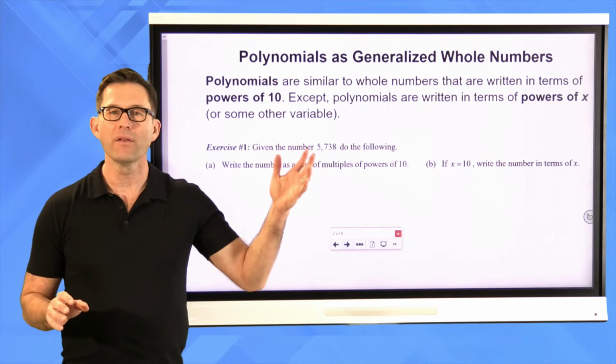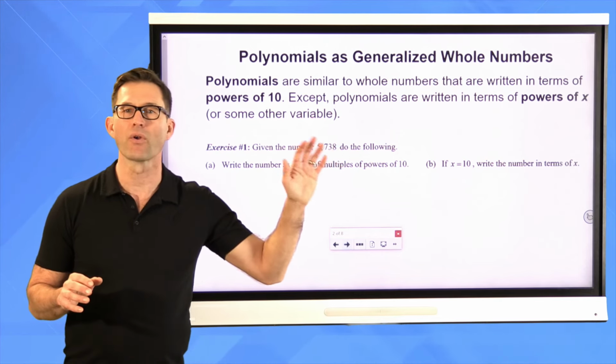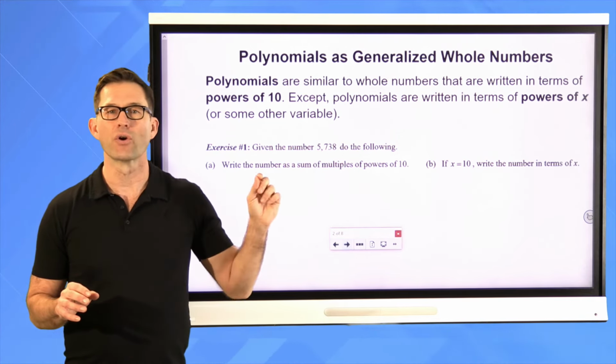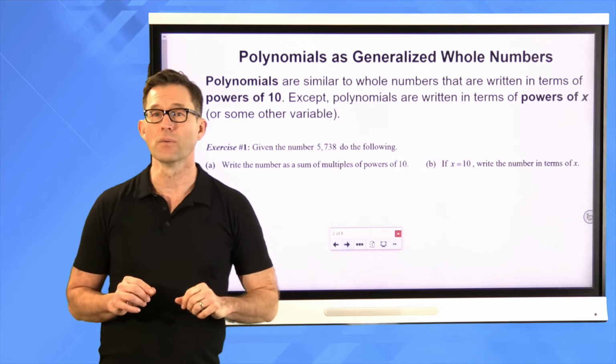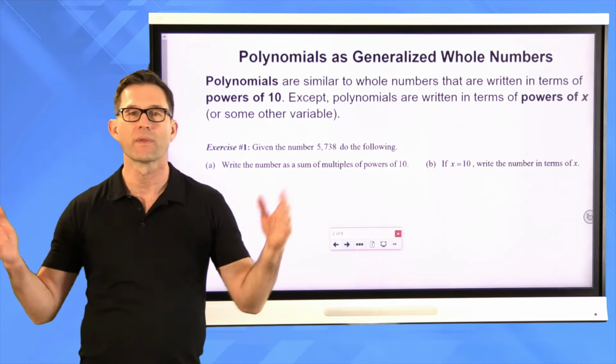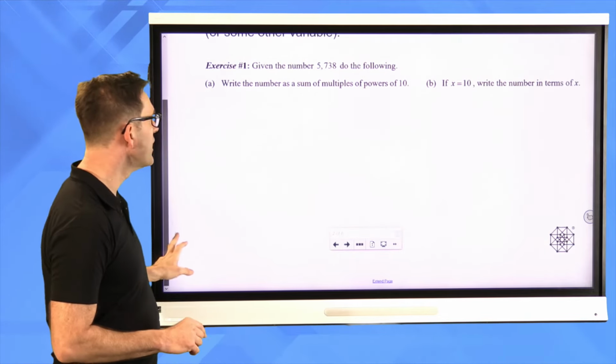Now, polynomials as generalized whole numbers. Polynomials are very similar to whole numbers that are written in terms of powers of 10, except polynomials are written in terms of powers of x or some other variable. So let's kind of review that similarity in exercise number 1.